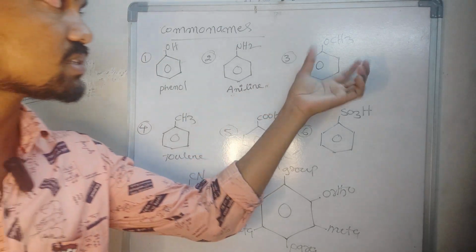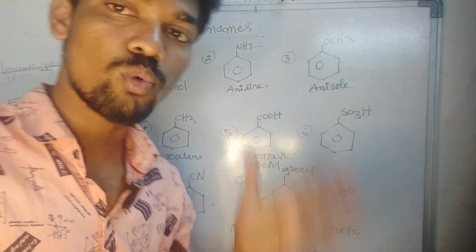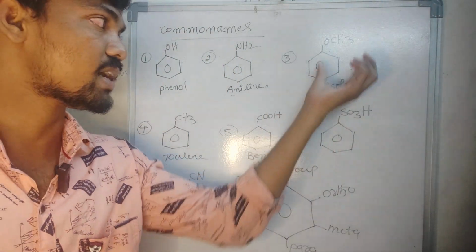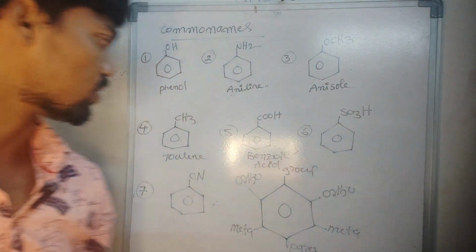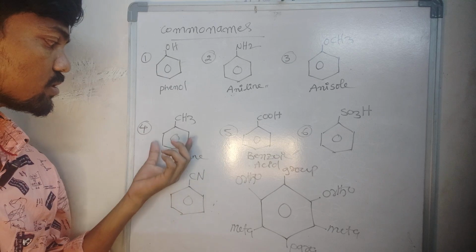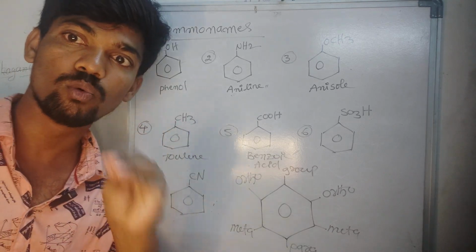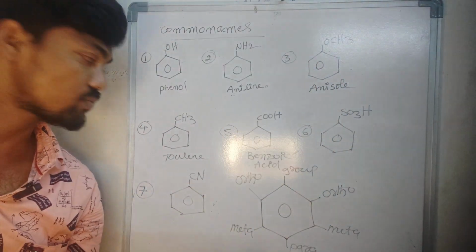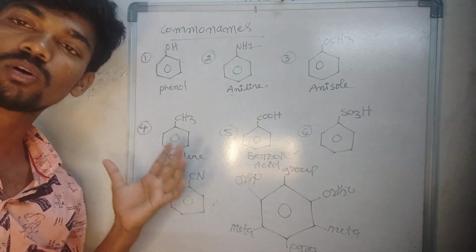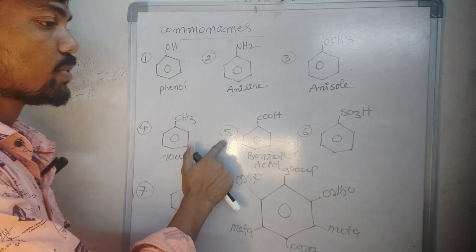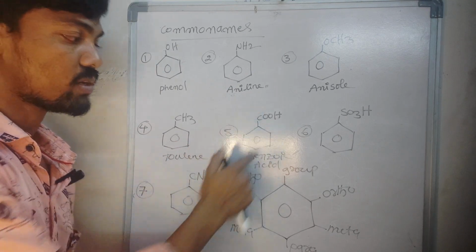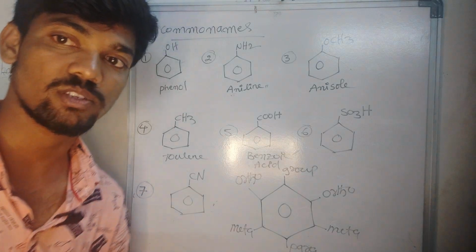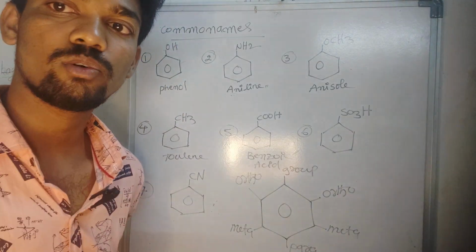If benzene is attached with an OCH3 group, then we call it anisole. Toluene is benzene with only CH3, not OCH3. If OCH3 is attached directly, then anisole. If only CH3 is attached, it is called toluene. Now, if benzene is attached directly with a COOH group, this is called benzoic acid.